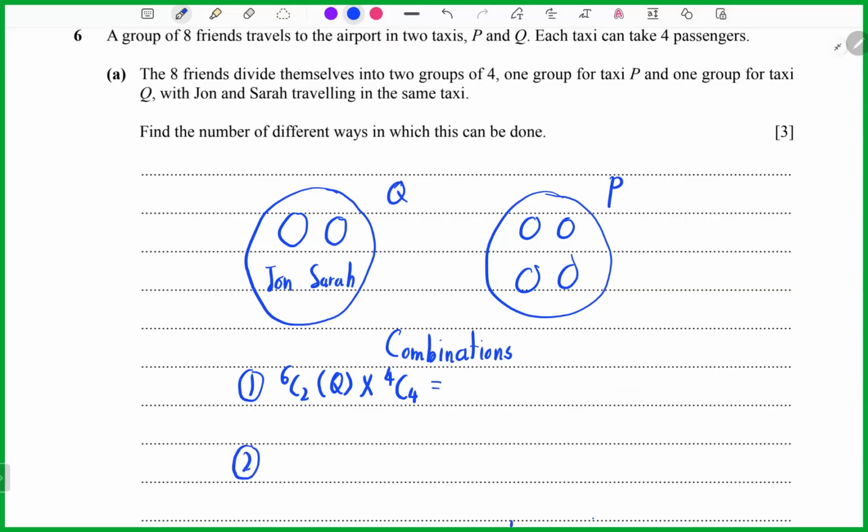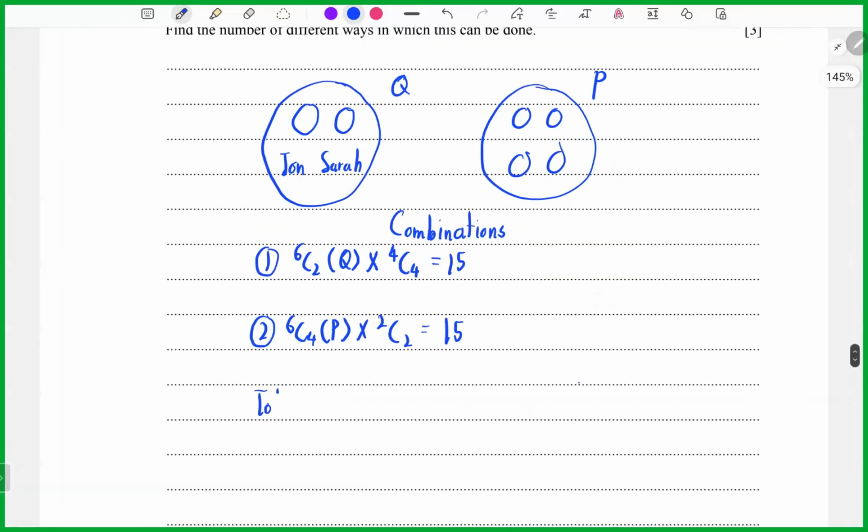Second way, you can take 6C4, put into P first. And then the last 2 persons will sit in taxi Q, so we take 2C2. So you get 15 here, and also 15 here. So you calculate the total equals 15 plus 15 equals 30.